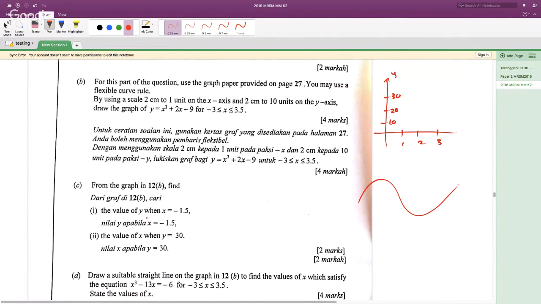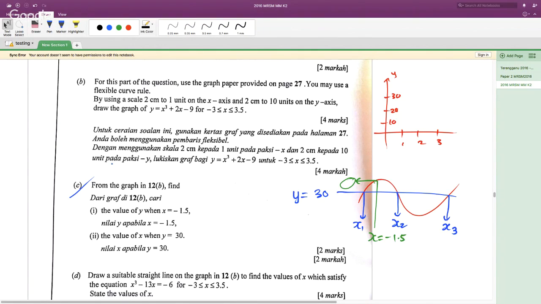And then the question asks you to find y when x equals -1.5. That means you go to find where x equals -1.5. When you touch the graph, you go to the y-axis to read what this value is. All right, so when y equals 30, you go to find where exactly the 30 is. Let's say here is 30. Then whenever you touch the graph, you're going to go down. You have one answer here, another answer here, and then a third answer here. Okay, you read from your x-axis. Okay, this is how we solve C.